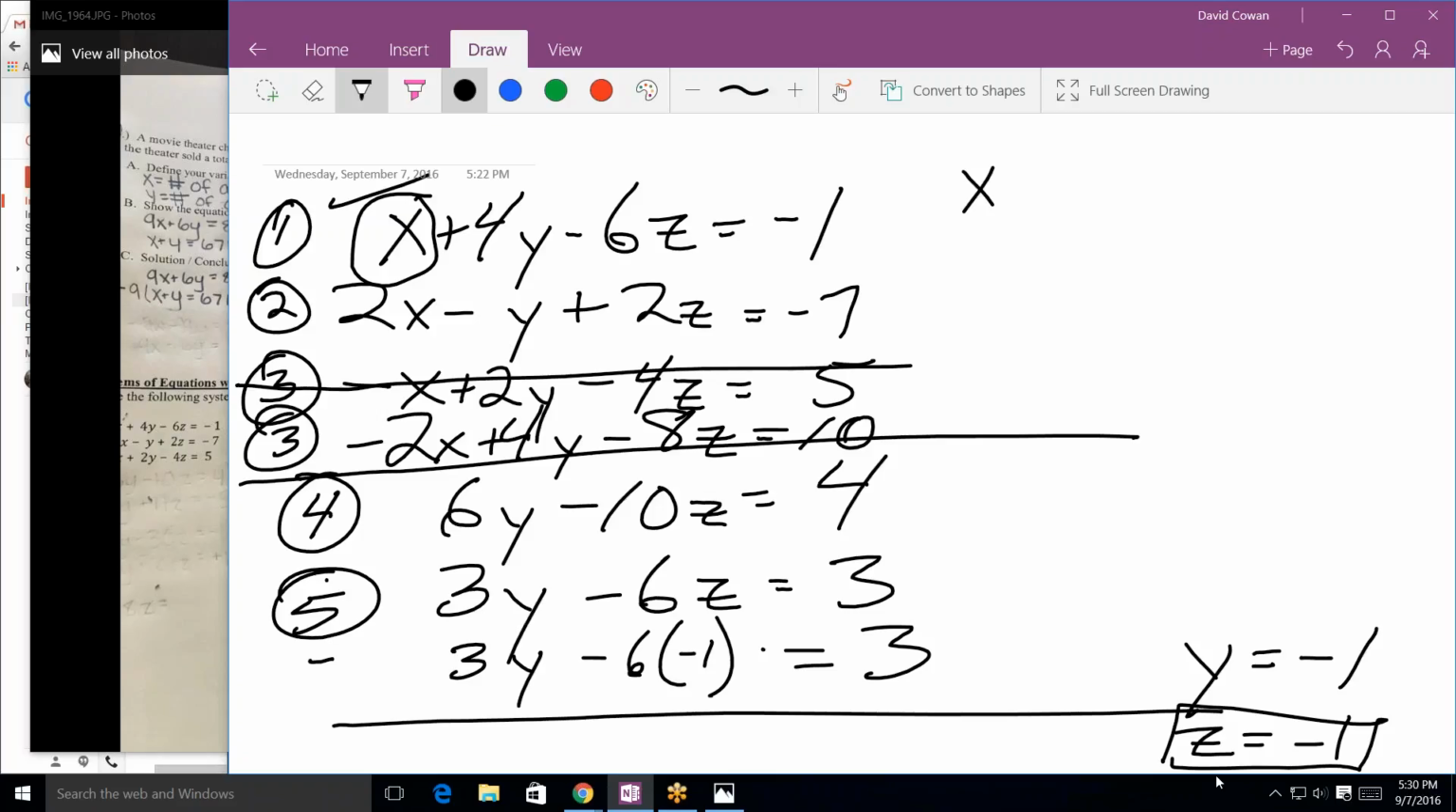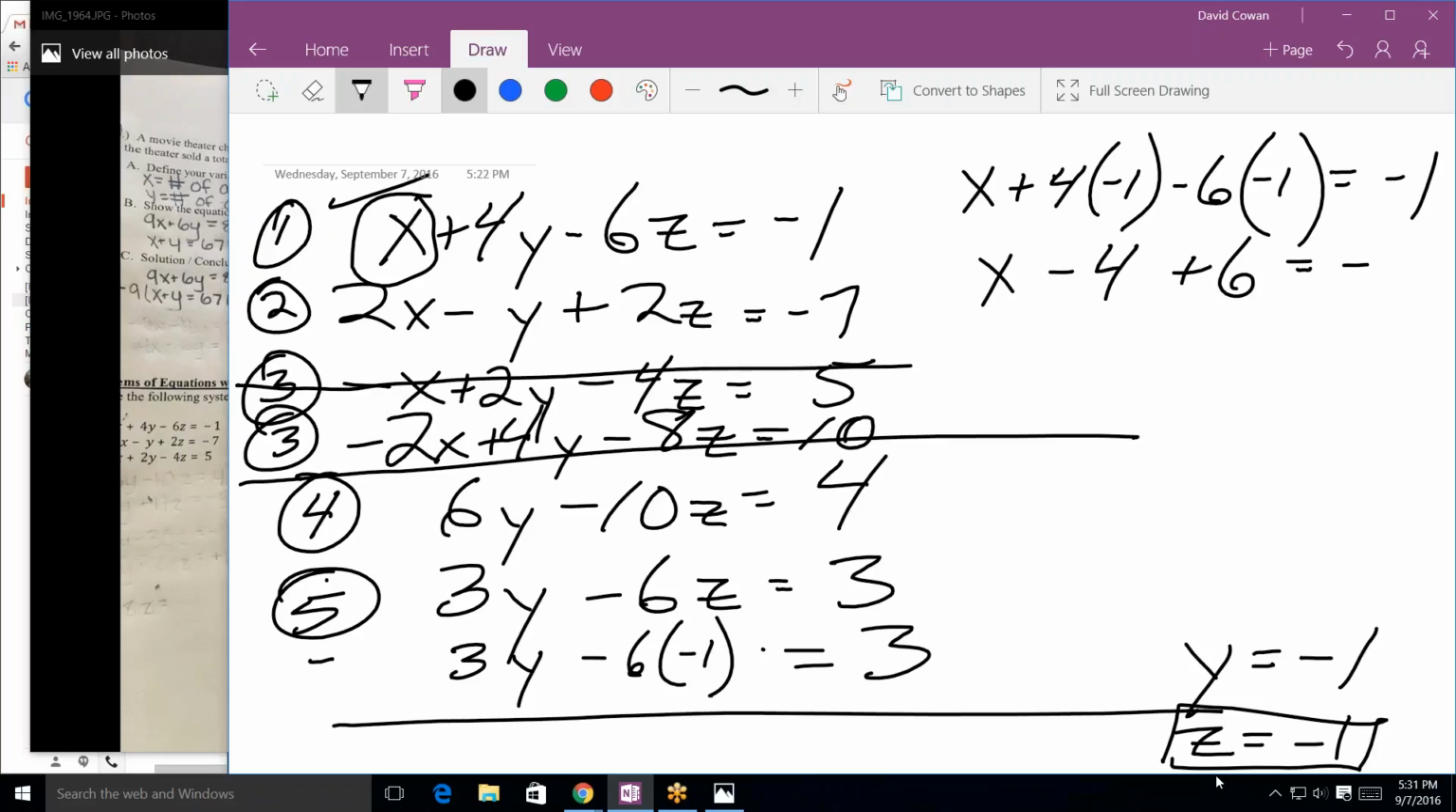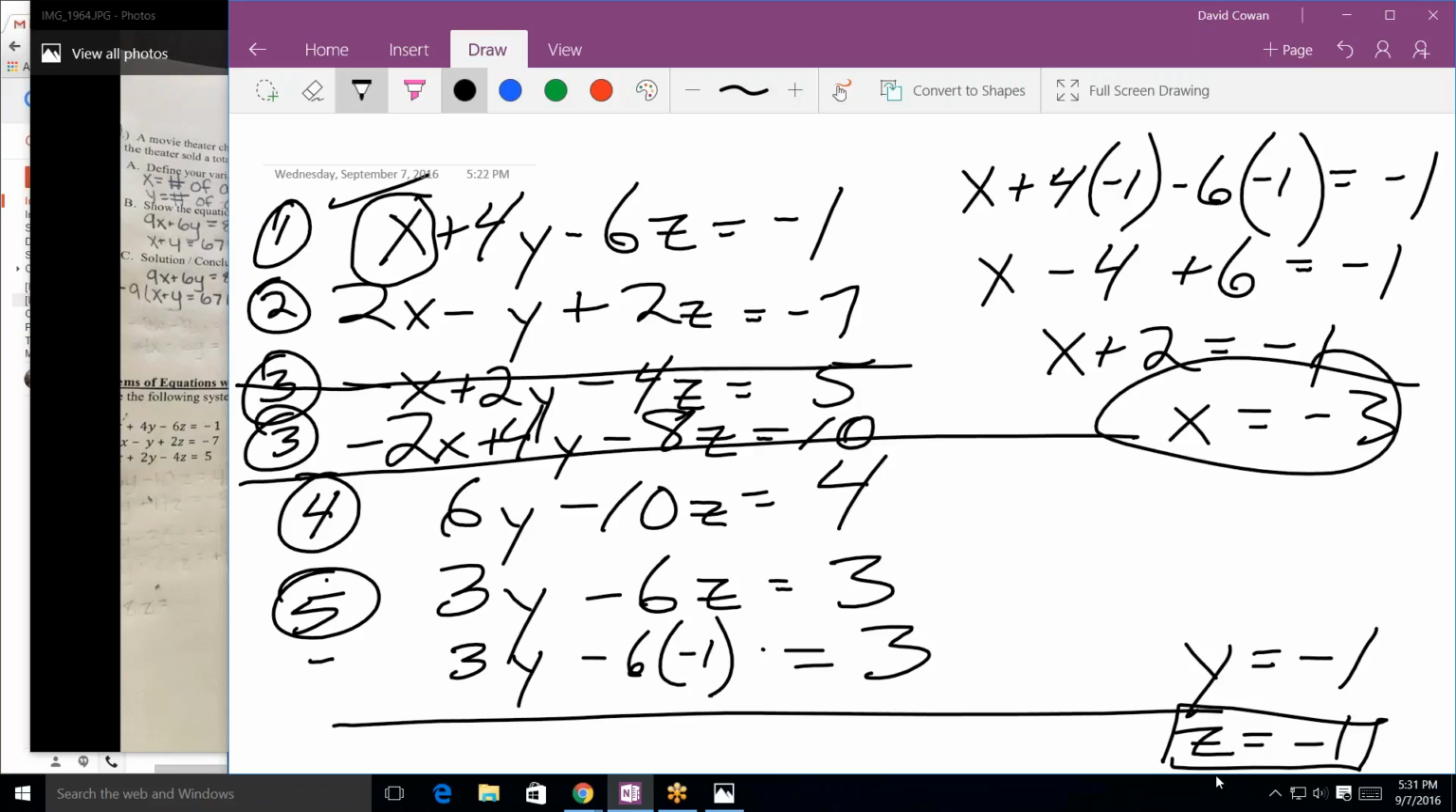Right. So we got x plus 4 times minus 1. Again, I would always do it like this. If your life depended on it, you would do it like this also. You're not out to take any shortcuts in your head. Okay, so now this is x minus 4 plus 6 equals minus 1. That's x plus 2 equals minus 1, which makes x equal minus 3. So there's your 3 solutions.